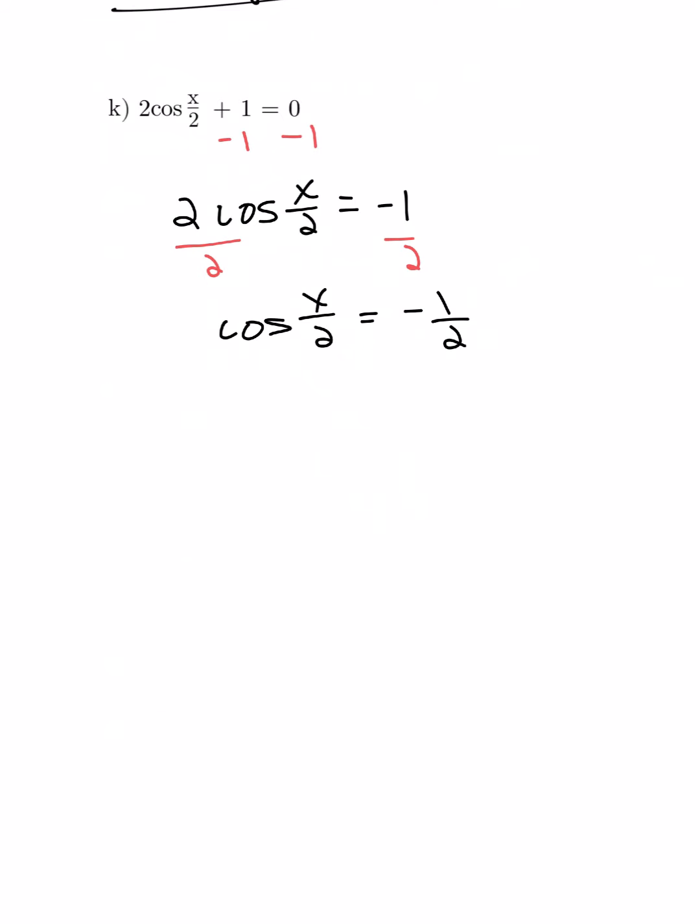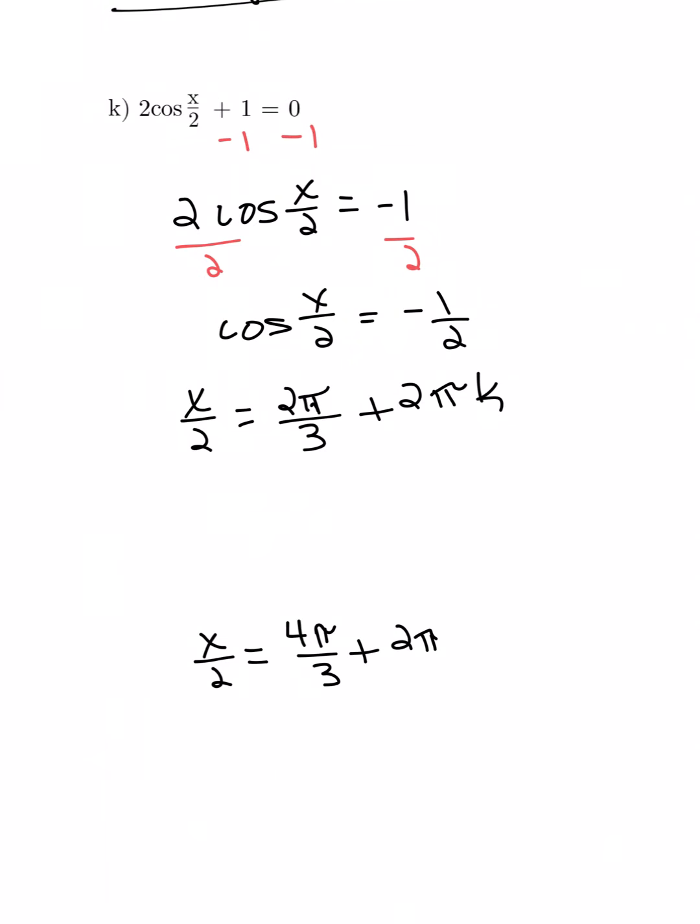Since we have function equals number, we're going to go to the unit circle and look for where the cosine equals -1/2. Cosine is negative in quadrants 2 and 3. The first place where the cosine is -1/2 is at the angle 2 pi over 3. So we're going to write x over 2, argument, equals the angle 2 pi over 3. And because it was a cosine function, we're going to say plus 2 pi k. Our second equation will say argument equals the quadrant 3 angle, where cosine is -1/2, which is 4 pi over 3. And again, plus 2 pi k.